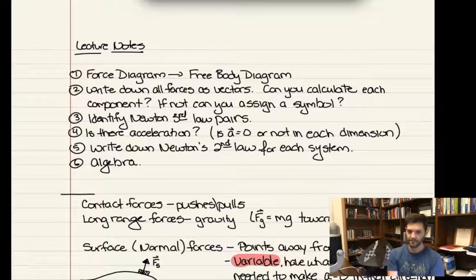Knowing that, write down Newton's second law for each system. For each system, which, since Newton's second law is a vector equation, also includes you writing it down for every dimension for each system. All the horizontal forces must add together to equal the mass times the horizontal acceleration. All the vertical forces must add together to equal the mass times the vertical acceleration. And then algebra to get you to your final answer.